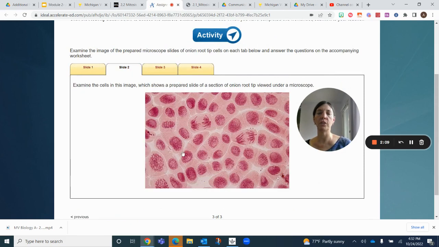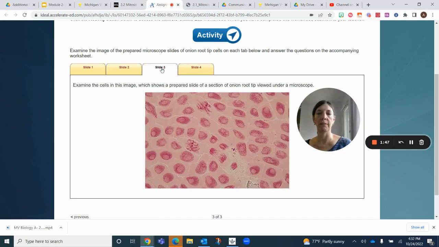If we look at slide 2, we have an example of the onion root tip again. You can see our anaphase where they're pulled apart, the meat in the middle, another anaphase. A lot of them are in interphase, as you can see. And a few are in prophase, but most are in interphase. And then again here we've got meat in the middle, metaphase, anaphase, and most of them again are in interphase, performing the normal functions of the cell.